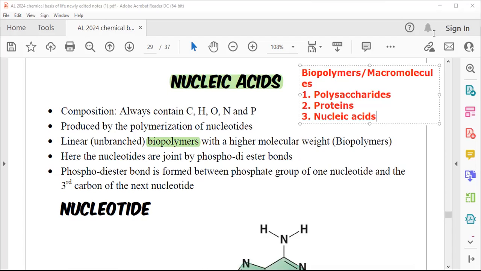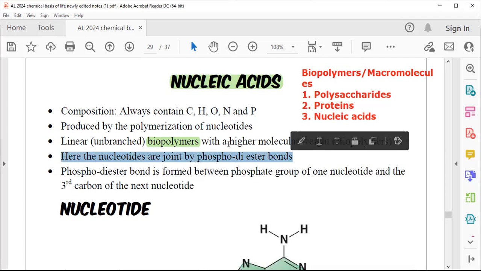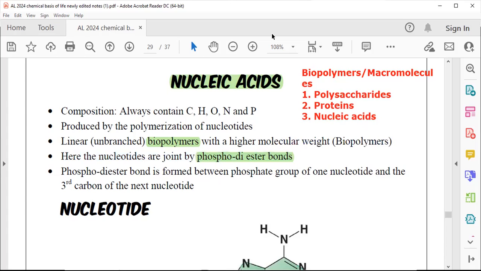Okay. Have you marked it? Yes. Right. What is the fourth point? Read the fourth point. Read, will you? Nucleotides are joined by phosphodiester bonds. What bond? Phosphodiester bond. What is the bond? Right.